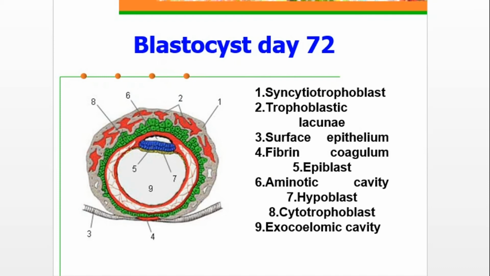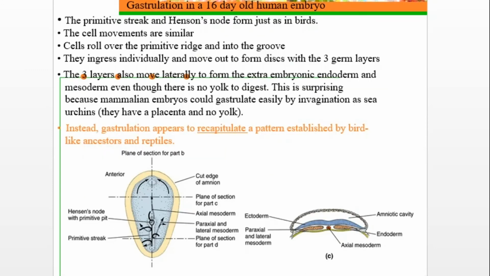In the center of this primitive node will be organized a fossa. It's an invagination, it's a primitive fossa. In the center of the primitive streak will be organized the primitive groove. Here is a picture of the formation of the embryonic disc, and all of these images are a result of migration of cells.